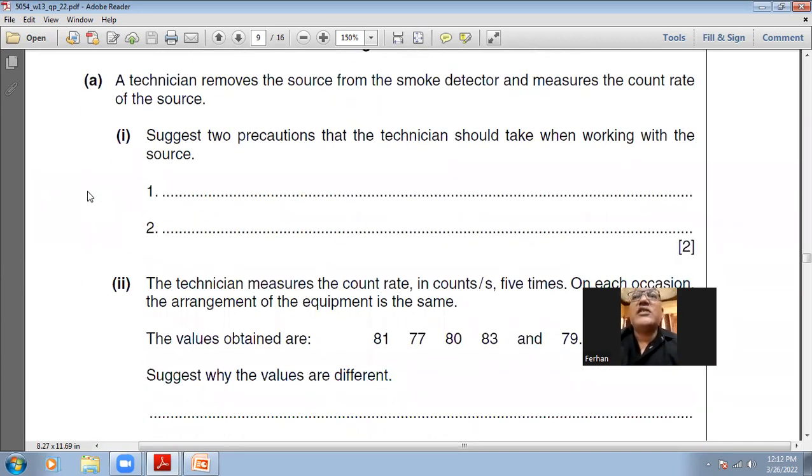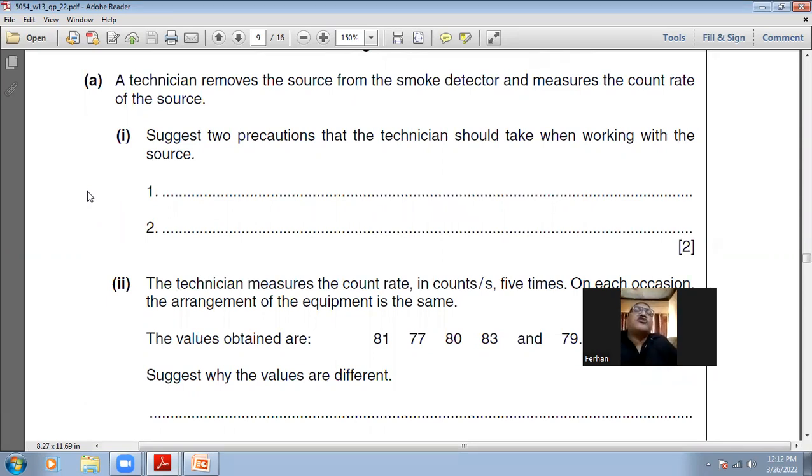So a technician removes the source from the smoke detector and measures the count rate of the source. Suggest two precautions that the technician should take when working with the source. Whenever you are working with the radioactive source, you should use tongs to hold the source and put it on the table in front of the detector. So use tongs to handle the radioactive source.